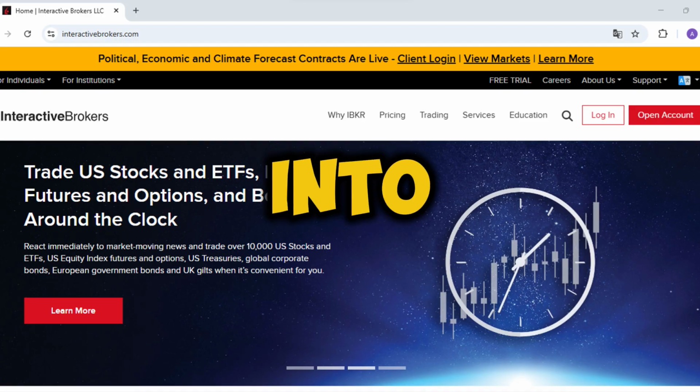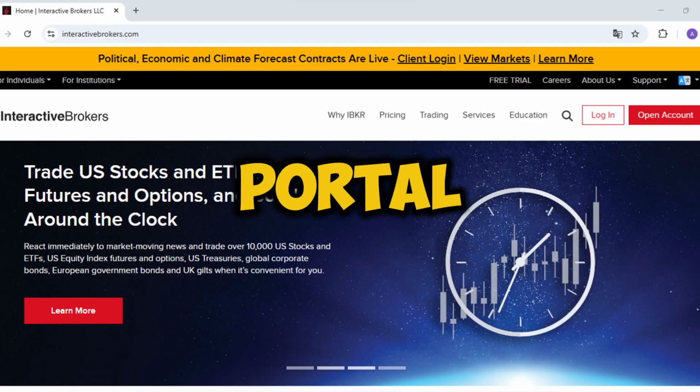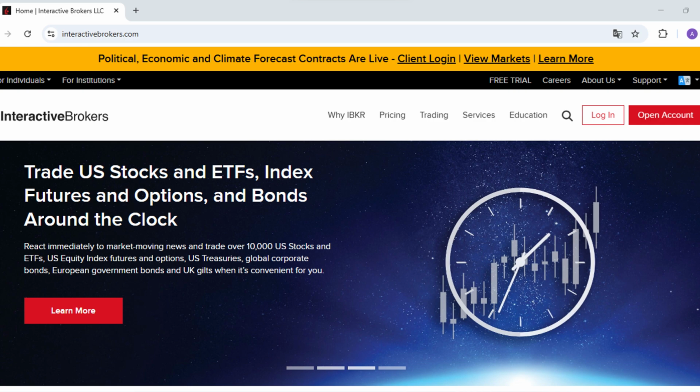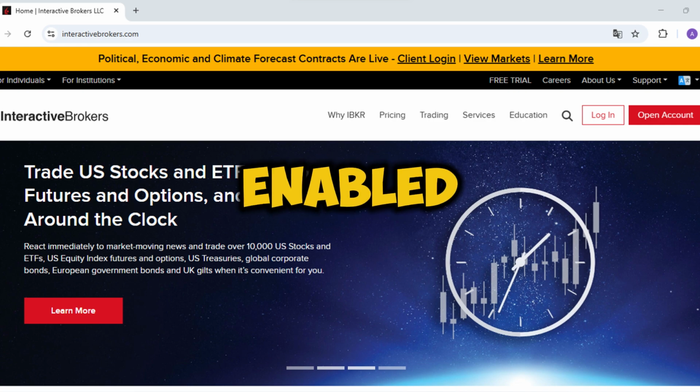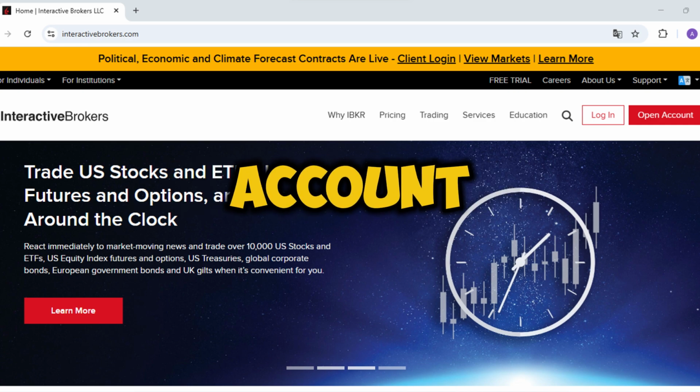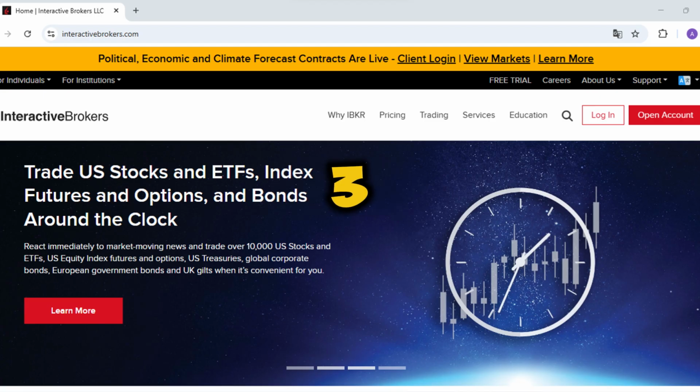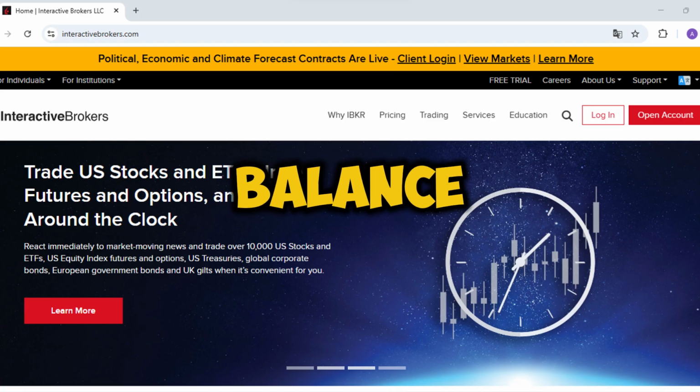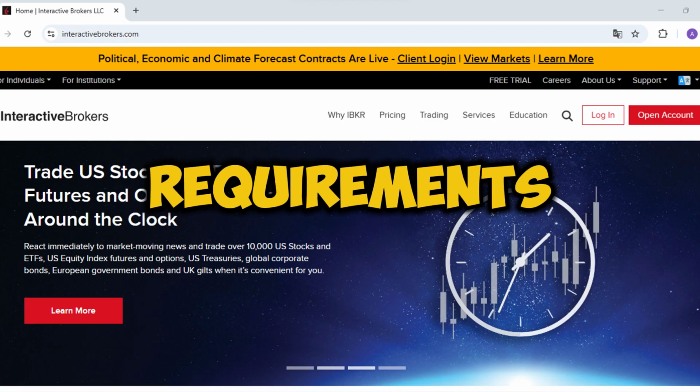Step 1. Log into your Interactive Brokers account via the Client Portal or Trader Workstation. Step 2. Ensure you have enabled Forex trading permissions in your account settings. Step 3. Fund your account with sufficient balance to cover your trades and margin requirements.